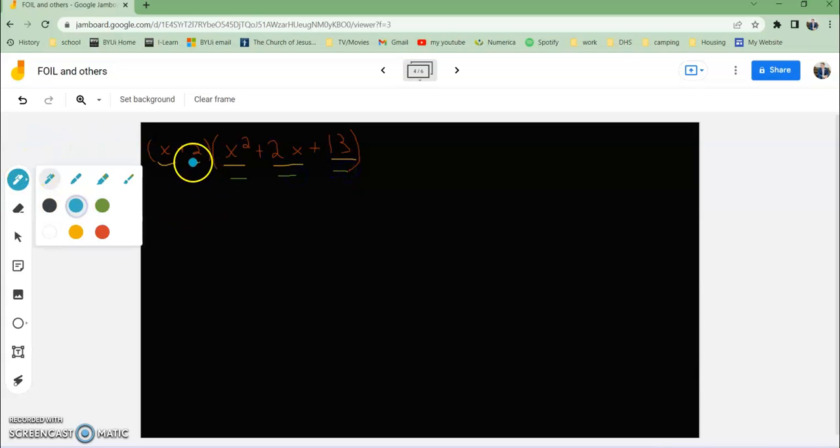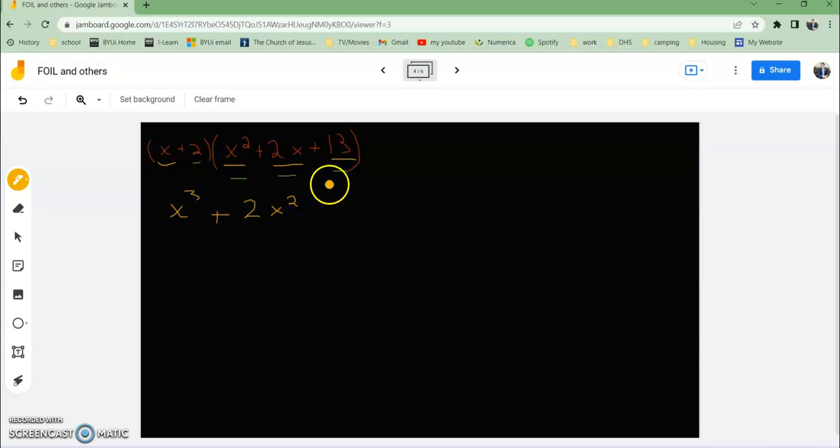So let's do that. So let's do the yellow ones first. So x times x squared, that's x cubed. And then we have x times 2x, which is 2x squared. And then x has to be with 13, so I have 13x. Okay, and that's it for that. So now the yellow x has had a turn with everyone else.